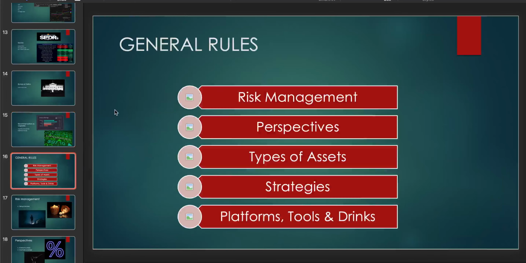it's probably a good idea to follow it. Okay, and then we have the general rules. Okay, and we talk about risk management. We talk about different perspectives for looking at trades. We talk about different assets, strategies that you can take, as well as platforms and tools.